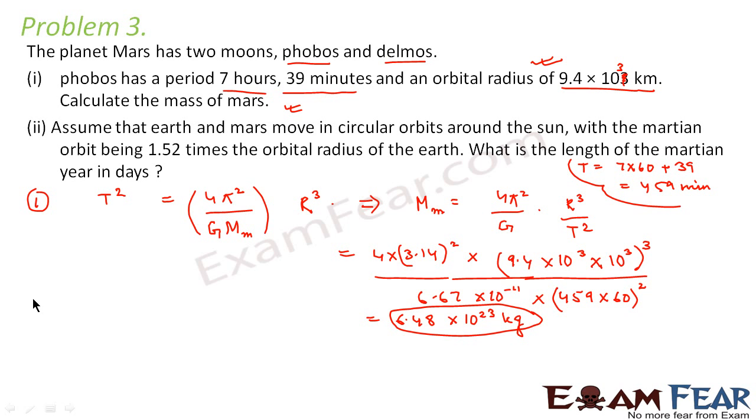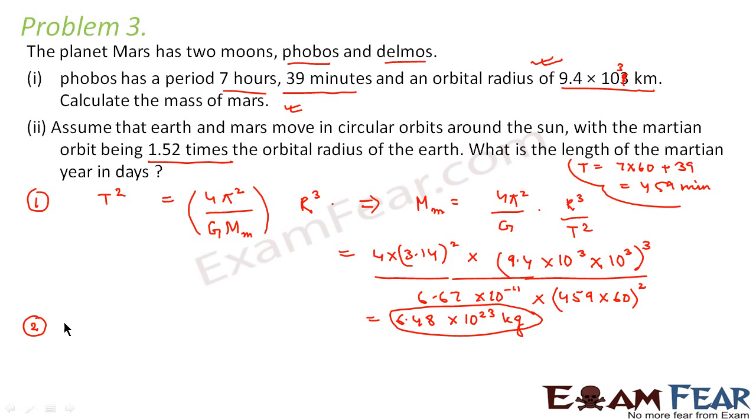Now let us look at the second part. In the second part, the question says, assume that Earth and Mars move in circular orbits around the Sun, with the Martian orbit being 1.52 times the orbital radius of the Earth. What is the length of the Martian year in days? Martian orbit means the orbit of Mars. Similarly, Martian year means the year it takes for Mars.